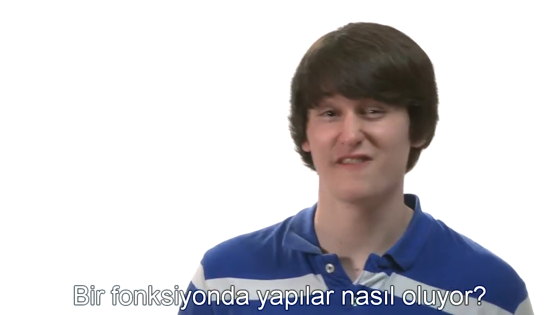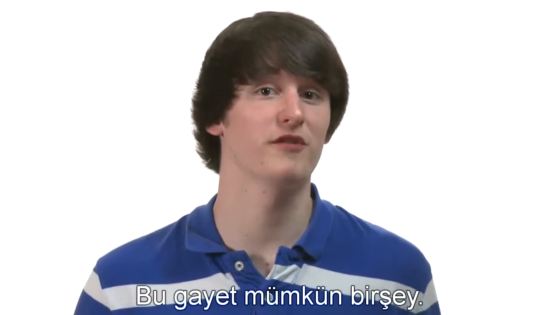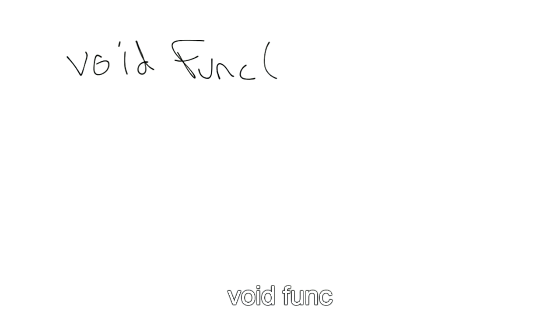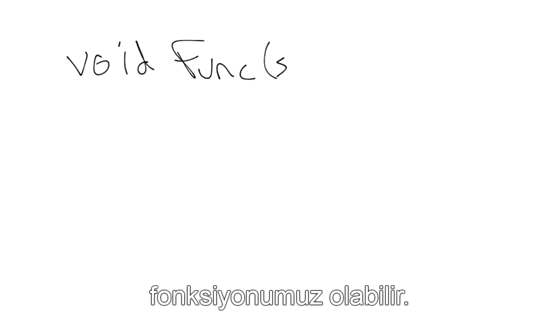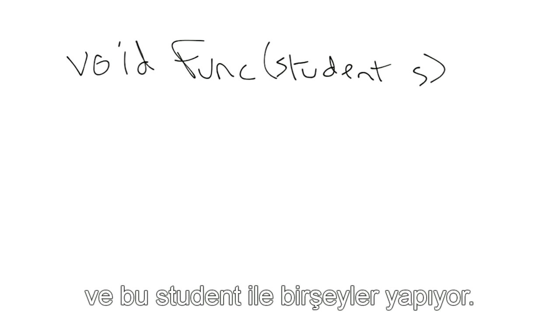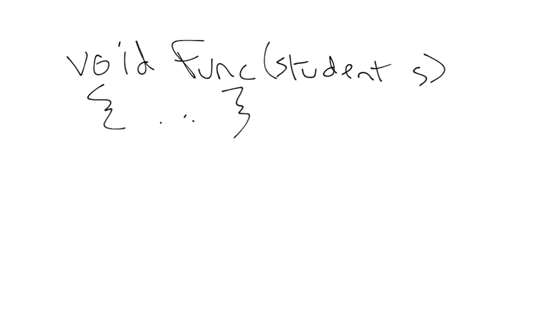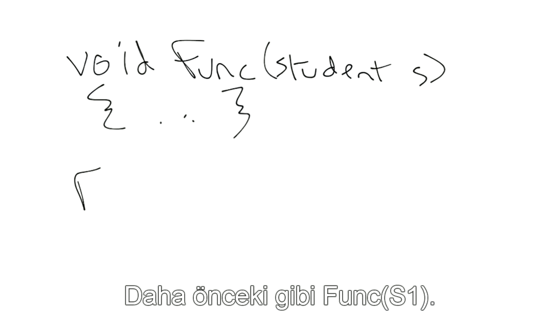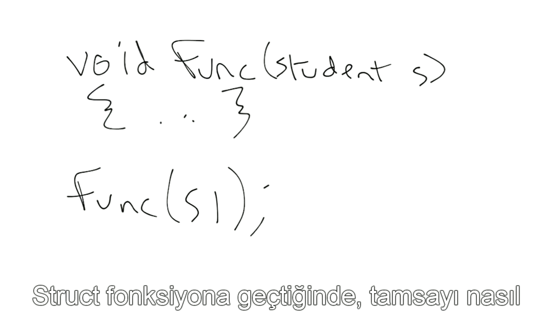What about structs in a function? This is also perfectly valid. We could have void func, which takes as an argument a student s and does something with that student. And then we can pass it a student struct, like so. func of s1 from before.